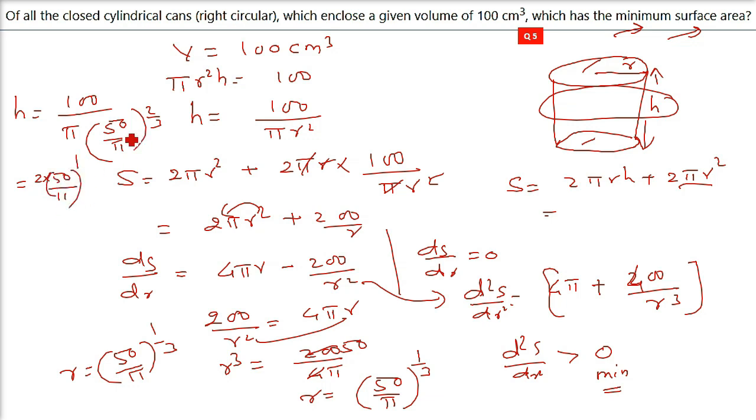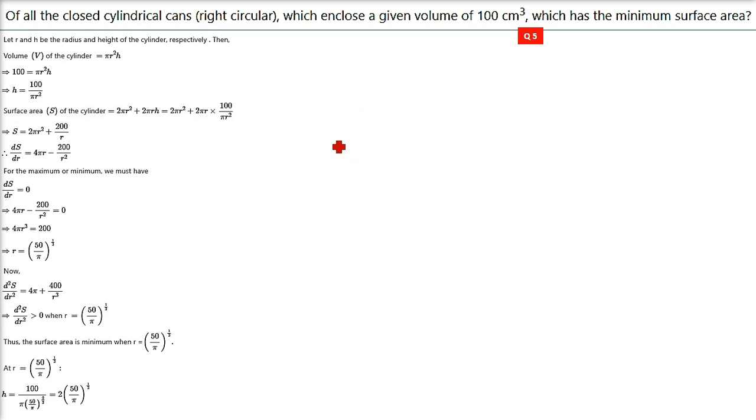2 into 50 by pi, 50 by pi to the power 1. This goes up, minus 2 by 3. 1 minus 2 by 3 is 3 minus 2 by 3, that is 1 by 3. So what do you get? 2 into 50 by pi raised to 1 by 3. This gives you the height also. We have the radius also and the height also. So this is the reference for you, and all the language we need to follow from here.